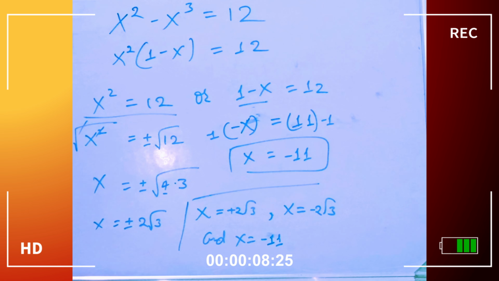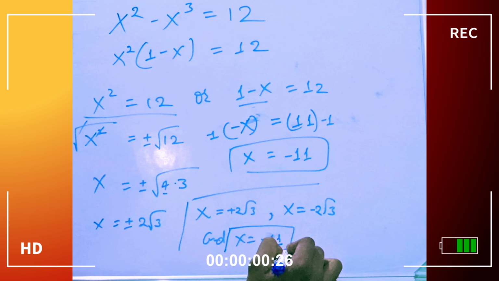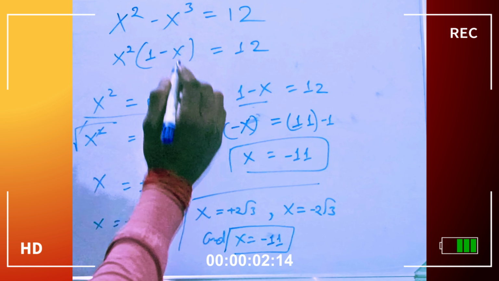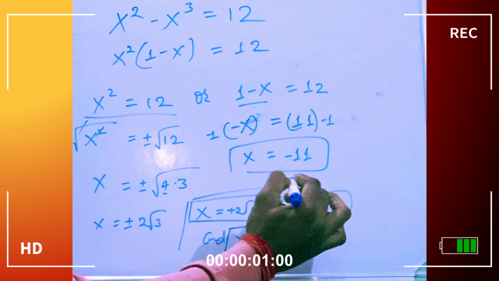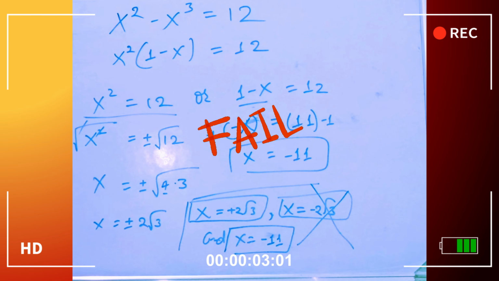11. So now what the students think is that as this was a cubic equation and now we have got three solutions, so obviously our answer is correct. But the answer is no. The answer is wrong. Why?